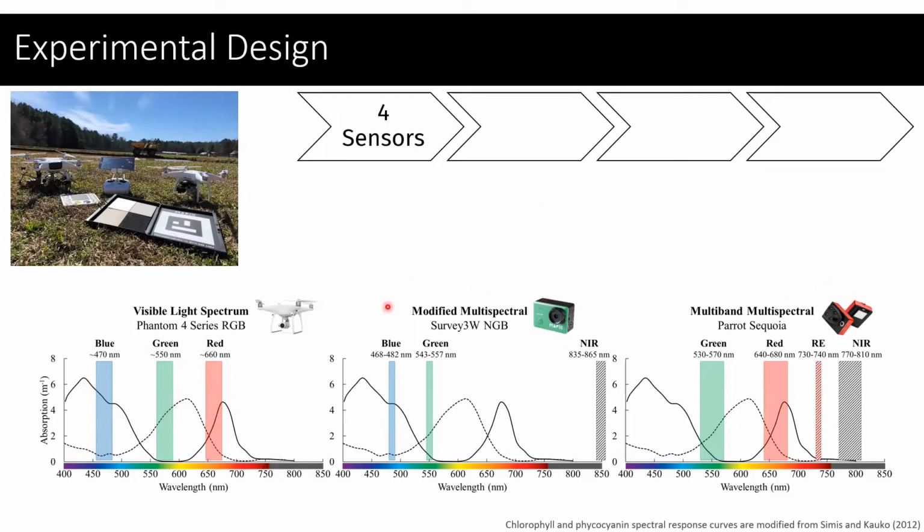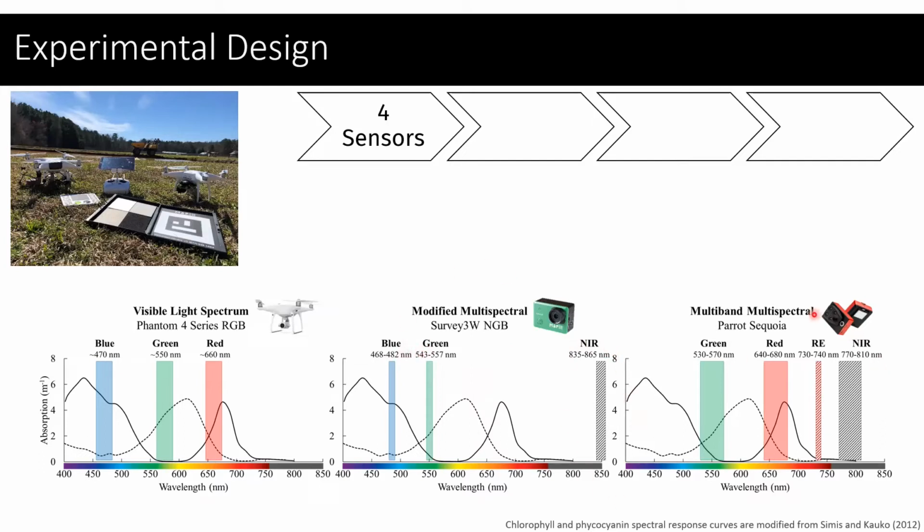We also used a modified multispectral sensor, a MAPIR Survey3W near infrared green blue sensor. It's basically just a GoPro. It originally measured blue, green and red, but then they put a filter on it, so it sacrifices the red wavelength to measure near infrared. And this is a pretty inexpensive option.